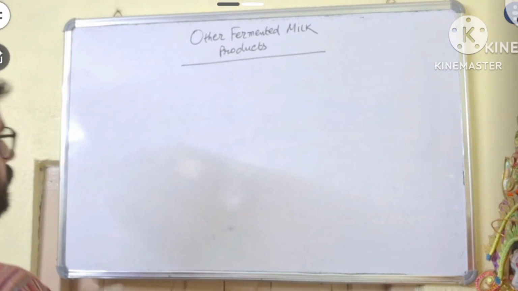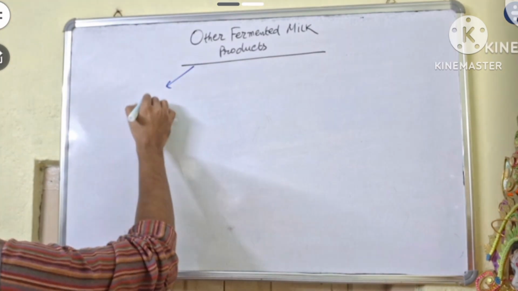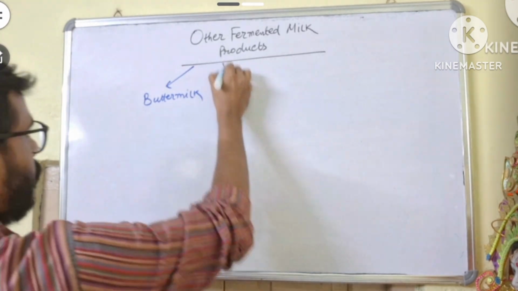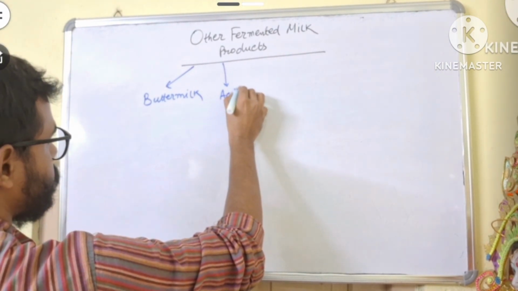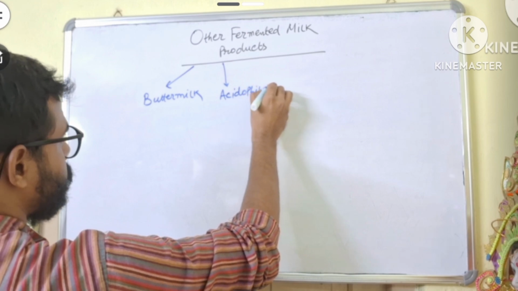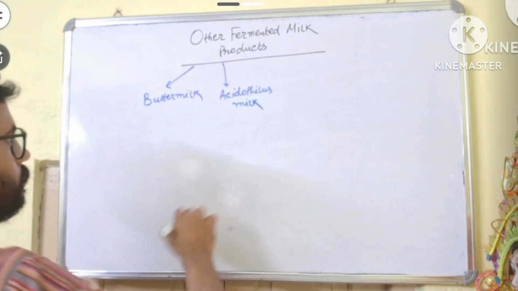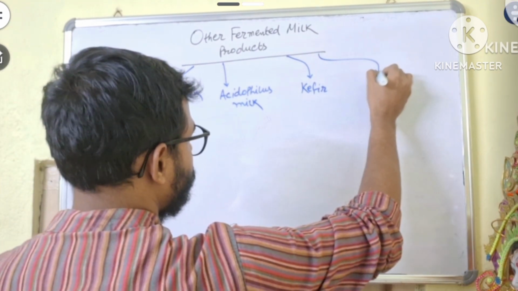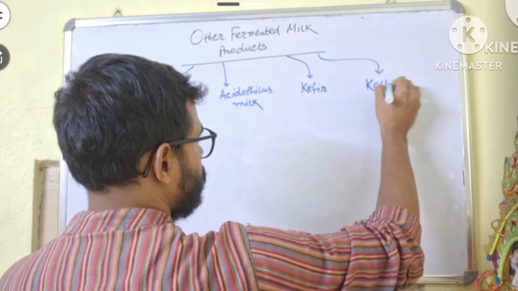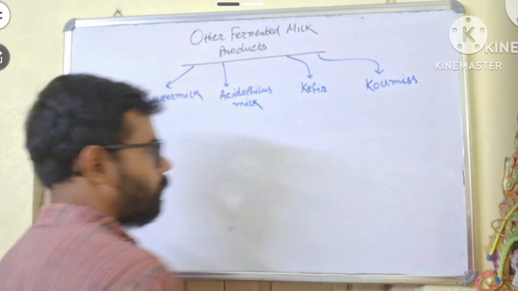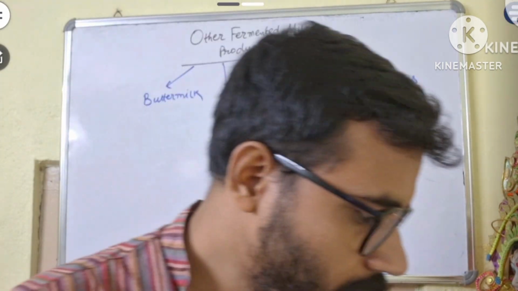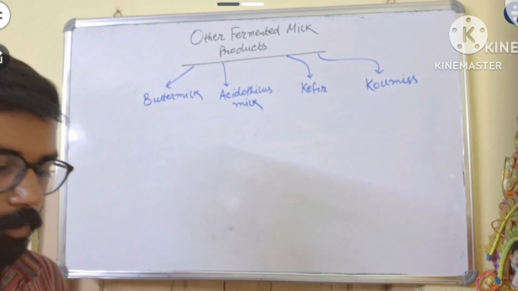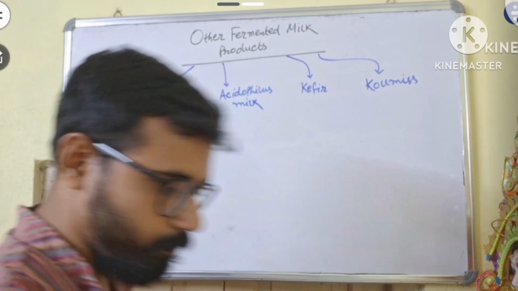We have acidophilus milk, buttermilk, kefir, and Koumis. Buttermilk, acidophilus milk, kefir, and Koumis. These are the other four fermented milk products whose raw material is milk. Clear?